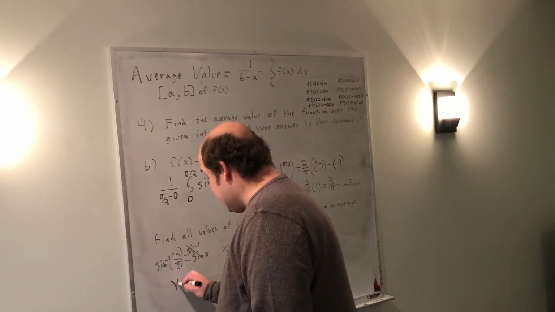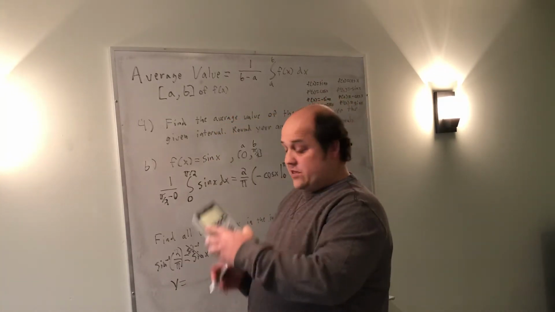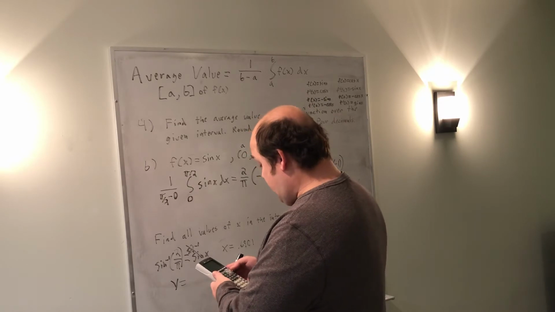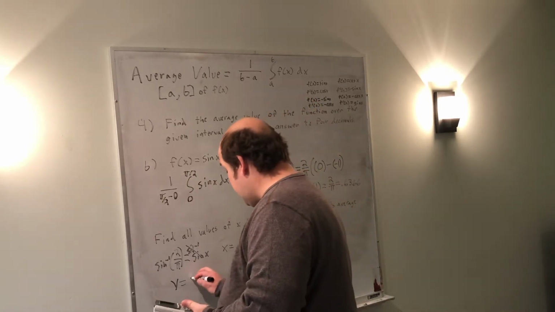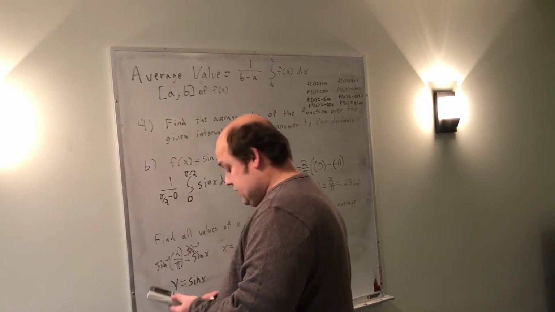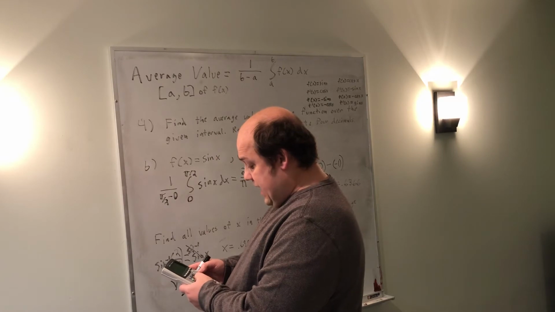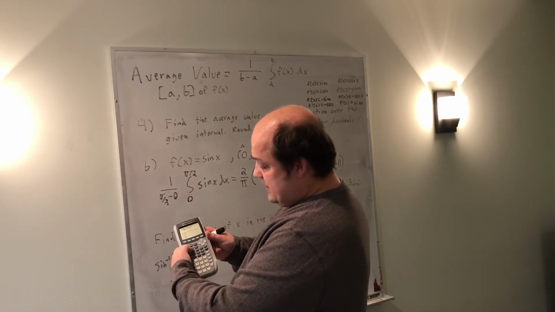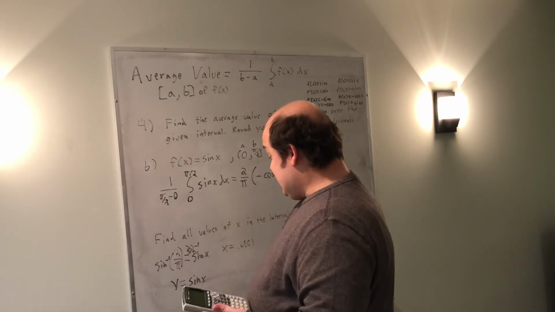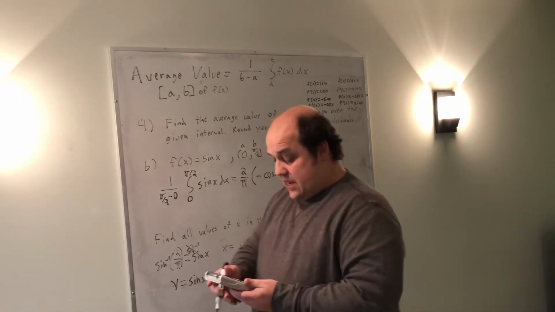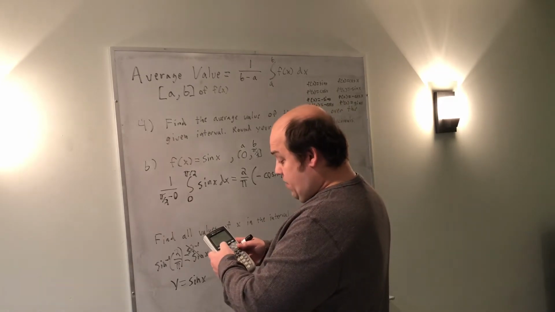First thing I do is I hit my y equals key at the top left of my screen. After I hit y equals, I'm going to clear out anything that's already there, and I'm going to put in sine x. Make sure you're pressing the sine button. Make sure you're pressing the x that's right below mode that says x t theta n. Once I have it in as sine x, I now want to set my window. So I'm going to press the window button.